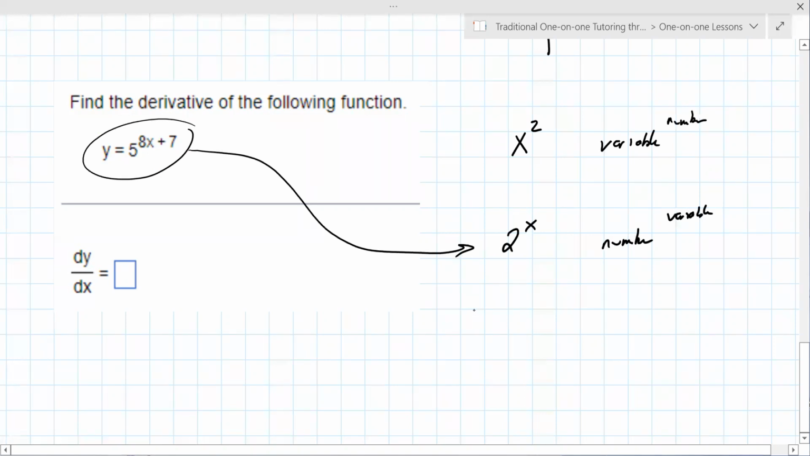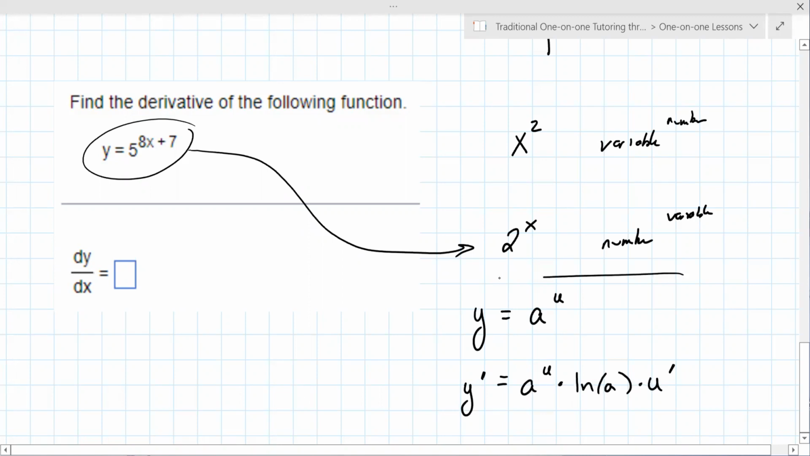So the rule for that is if you have y equals a to the u, and we're generally using u to represent it, it's a chain rule type of derivative. The derivative is itself times the natural log of a, which is the base, times u prime. This is just one of those rules.